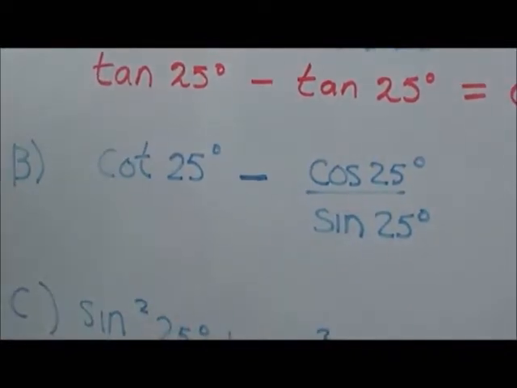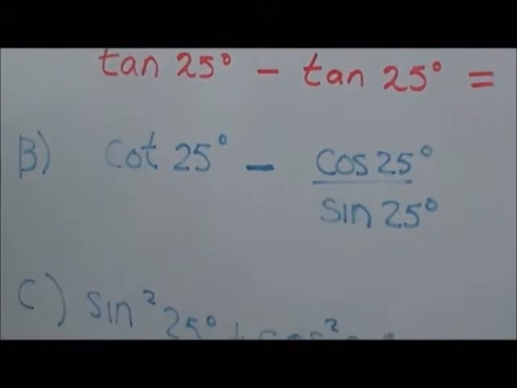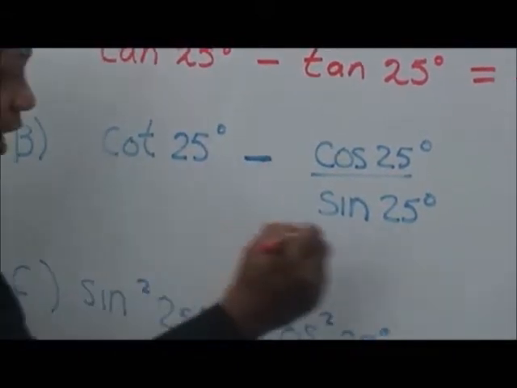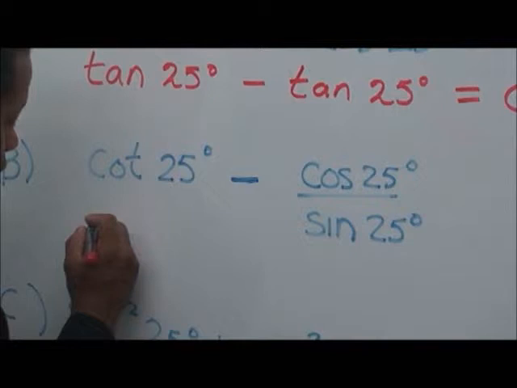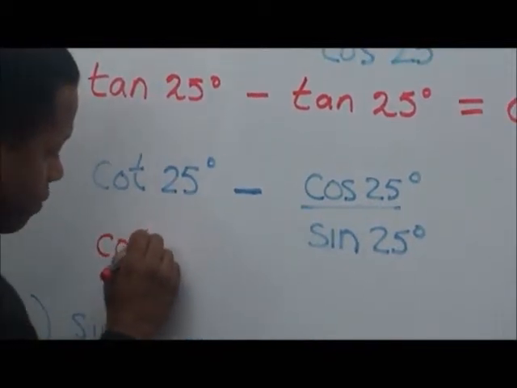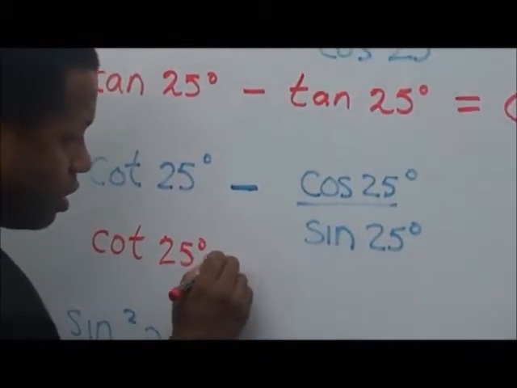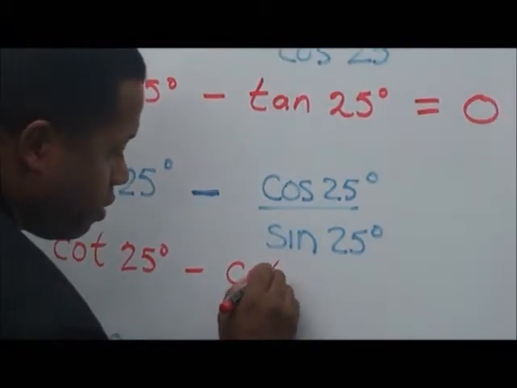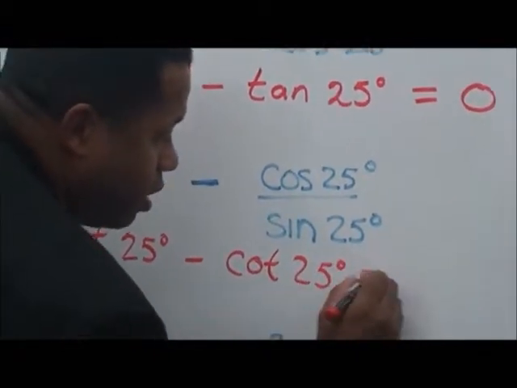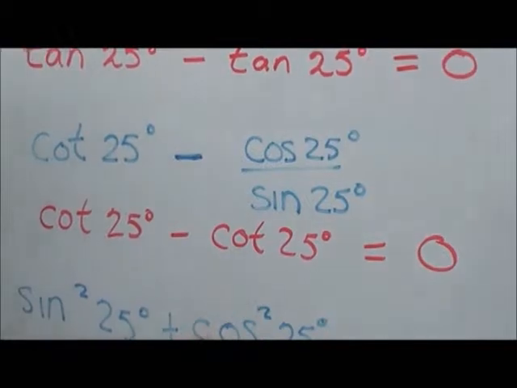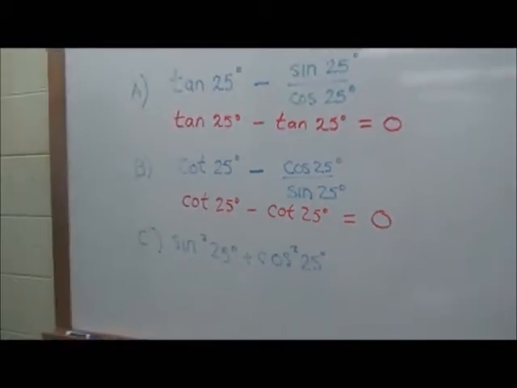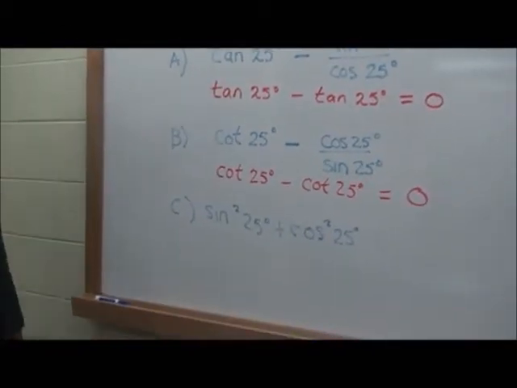Look at this right here. This is another quotient identity, and this is represented by cotangent. So cotangent of 25 degrees minus cotangent of 25 degrees is also 0 as well. Fantastic. Let's do another problem.